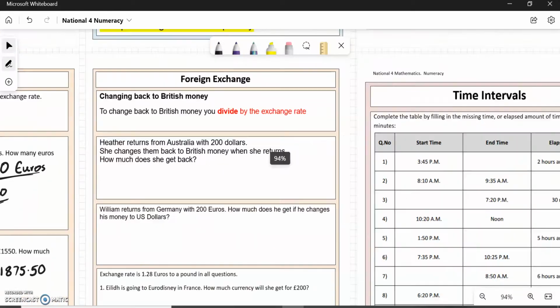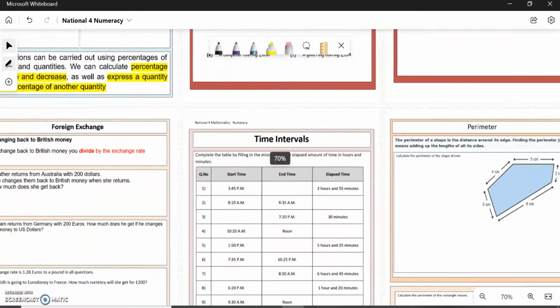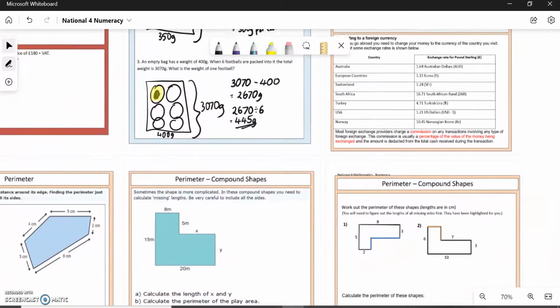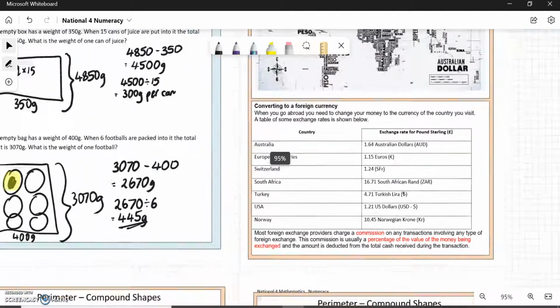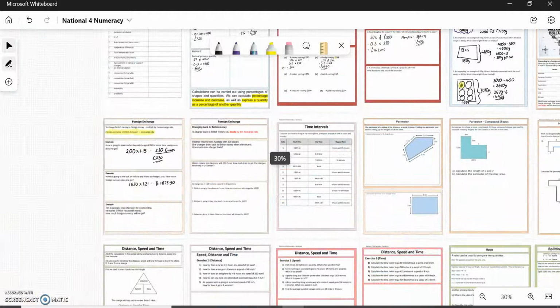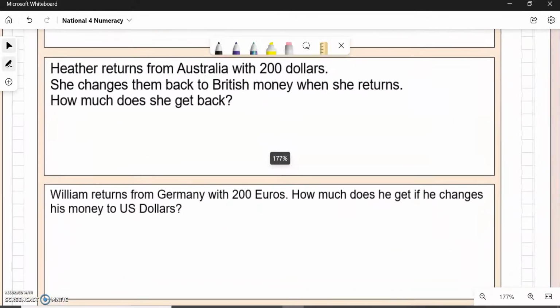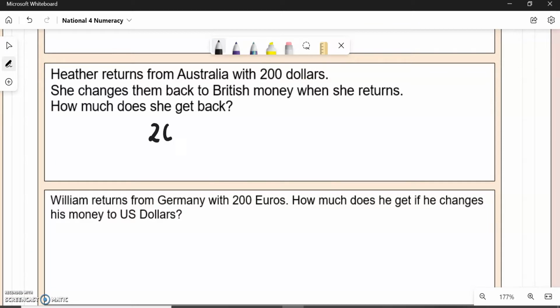So she's coming back home. So we're going to need to divide by the exchange rate this time. Okay, so if we have a look for Australia, we can see that the exchange rate is 1.64. So what we're going to do is take the money that Heather's got. So she's got 200 Australian dollars. And we're going to divide that by the exchange rate, 1.64. We do that because we go back home. When we go back home, we divide by the exchange rate. Doing that in a calculator, we get 121.9512 and so on.